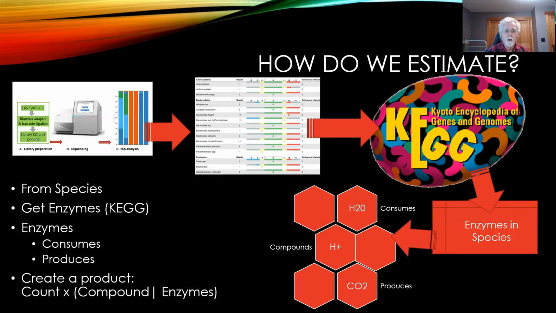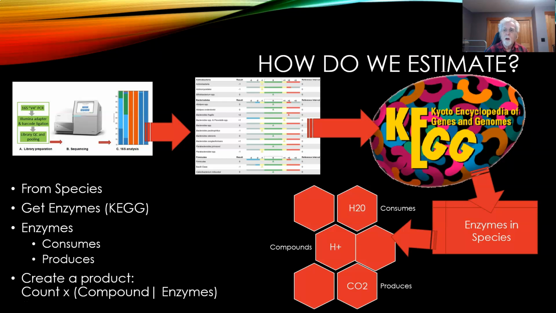We have our 16S or other type of microbiome lab results, and now we get a list of bacteria with a count of them. From that count, by the particular species involved, we go over to the Kyoto Encyclopedia of Genes and Genomes and see which enzymes are in each one of the species. Now that we have all the enzymes for a particular species, and we have the count for how many of a particular species we have, we can now estimate how much of each type of enzyme is present in the microbiome.